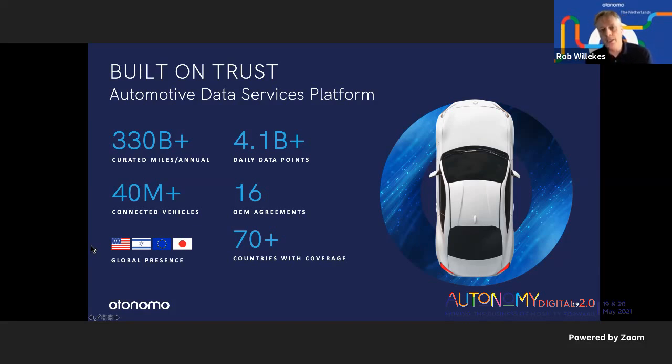We have people working in the US, both on the East Coast and West Coast. Headquarters is based in Israel. Myself, I work in the Netherlands. I come from the Netherlands, but I also have a German colleague. And we cover with our data over 70 plus countries.